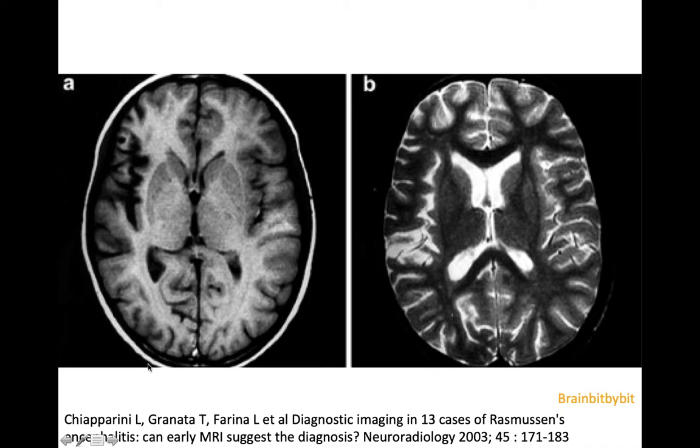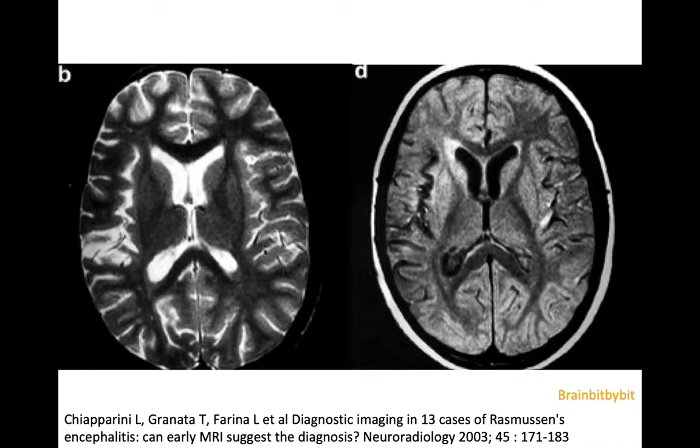Initially, imaging findings are very subtle, as you can see on the T1 and T2 weighted images 4 months after onset. And on the FLAIR image, you can see the hyperintensity of the insular cortex and of the caudate. Rasmussen encephalitis has a predilection for the frontal and insular cortex.